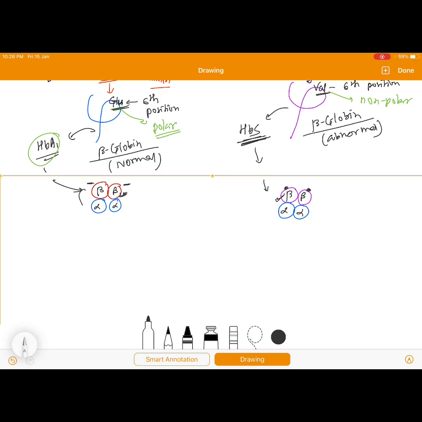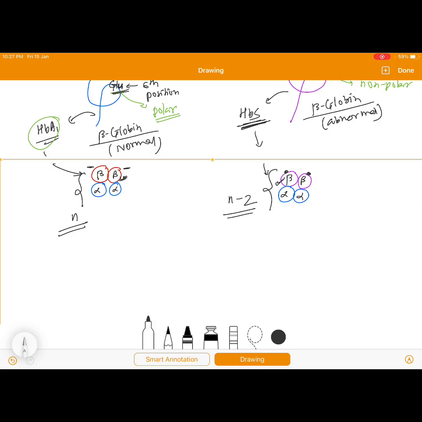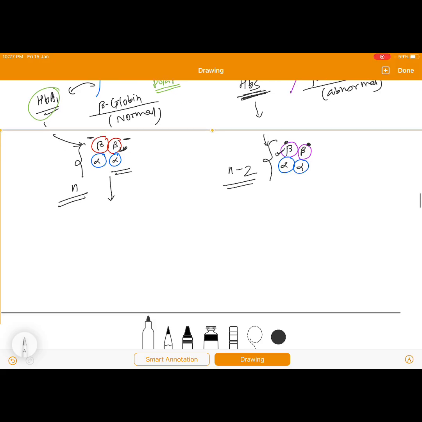That means if in HbA1 the number of negative charges is n, in HbS the number of negative charges will be n minus 2. That means 2 negative charges are less due to the presence of valine instead of glutamic acid in the beta globins at the 6th position. So the HbA1 is a polar structure, it is comfortable in water, it can react with water comfortably, so no hydrophobic spot develops here.